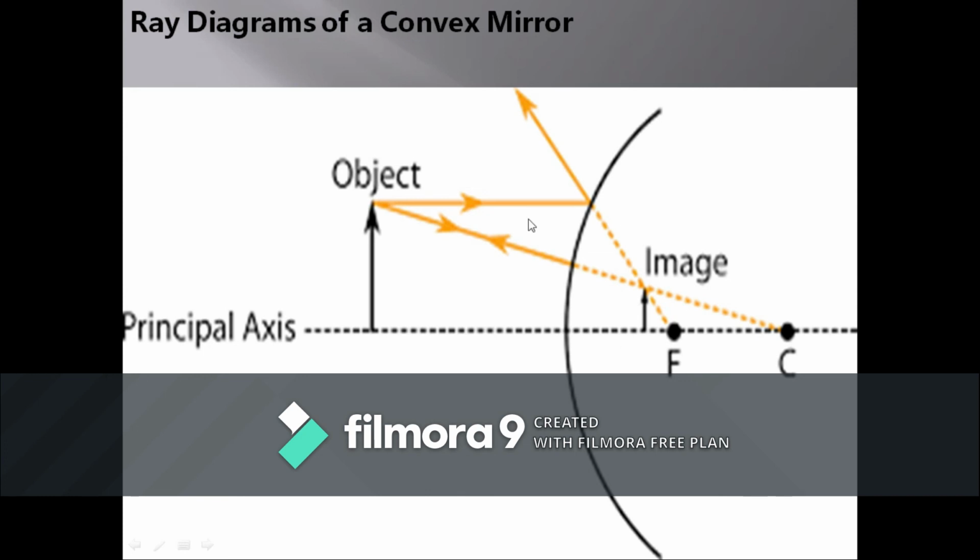We use two rays here to find out where the image will be formed. The first one is perpendicular to the principal axis, and then once it hits the mirror, it goes through the focus behind the mirror, and the second ray goes straight through the center of curvature behind the mirror. And the intersection between these two rays is where the image is formed. And in this case, for the convex mirror, it will always be between F and the mirror itself.